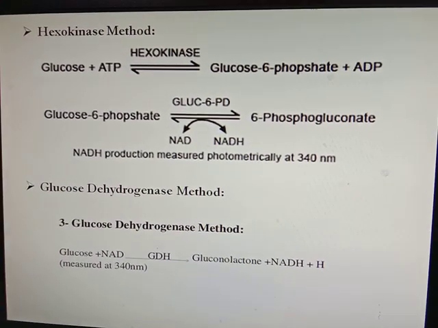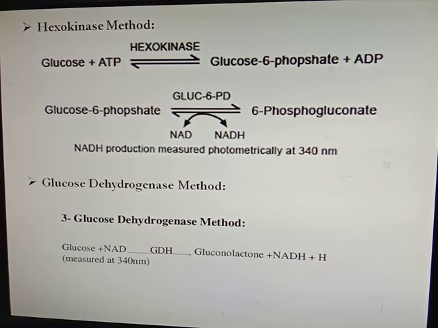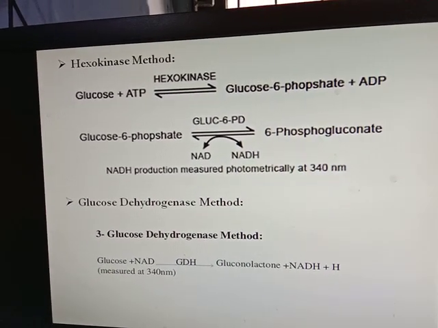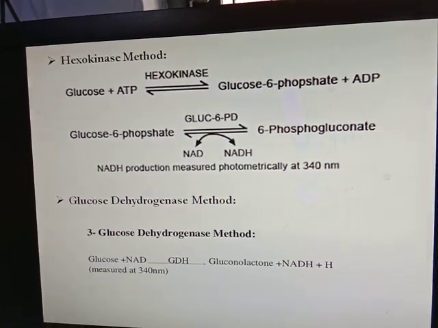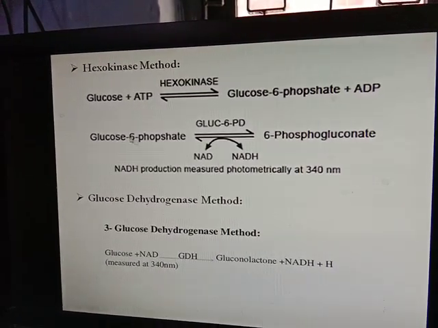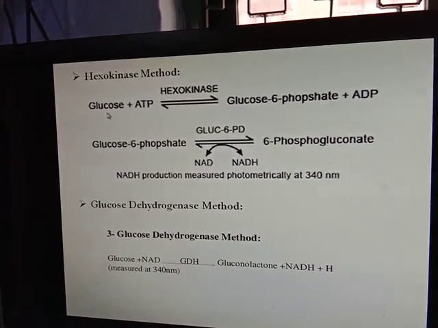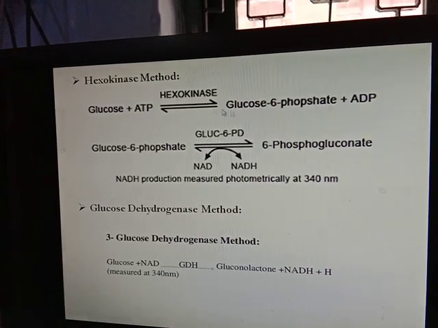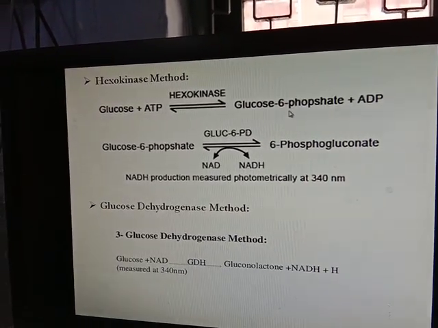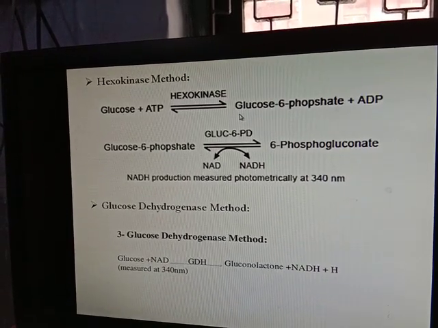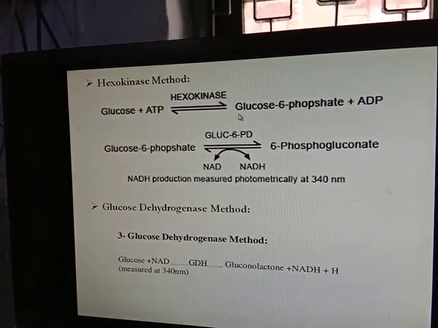The second method in the enzymatic methods is the hexokinase method. So here, as it is named, the enzyme used for the estimation is hexokinase. Here you can see glucose, along with ATP in the presence of hexokinase enzyme, forms glucose 6-phosphate plus ADP. This reaction also takes place in glycolysis.